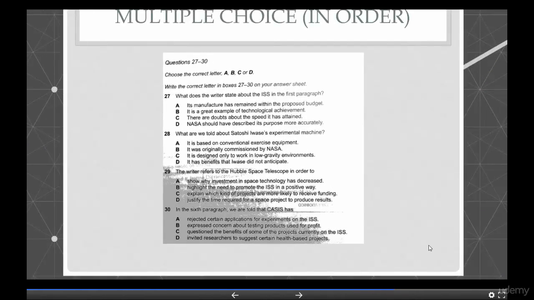Multiple choice questions go in order. Okay? And so, sometimes for a multiple choice question, once you find the sentence where the question is coming from in the passage, sometimes you have to read 2 sentences to be able to get your answer for your multiple choice question.